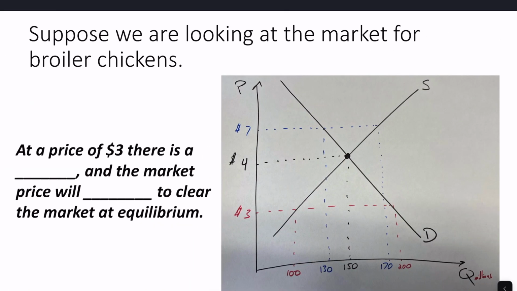Another type of question, let's suppose we're looking at this market for broiler chickens at a price of $3. There is a blank, think shortage or surplus, and the market price will blank, increase or decrease, to clear the market at equilibrium. So we can look at this $3. We've got quantity supplied less than quantity demanded, and that means we have a shortage, and the price has to rise to get to equilibrium. Okay, and so if we're going to fill in the blanks, we have here shortage, and the price will increase to clear that market at equilibrium.